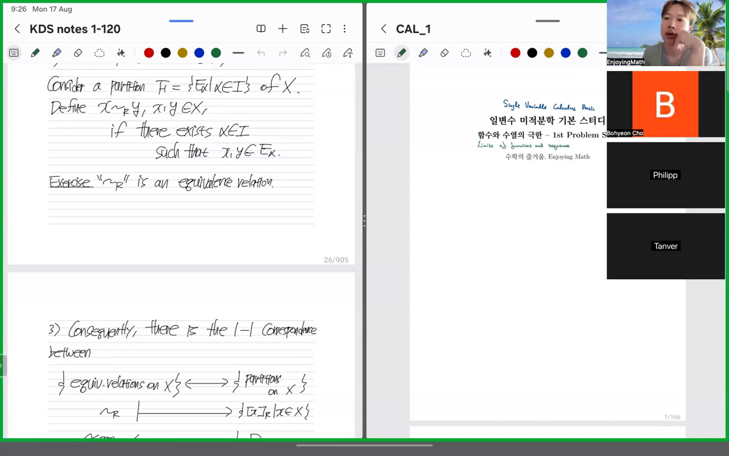So we have x and y in E alpha, right? And since we have a Cartesian product, like large X Cartesian product large X, and E alpha is a subset of large X. Our setting is x and y inside the subset E alpha.